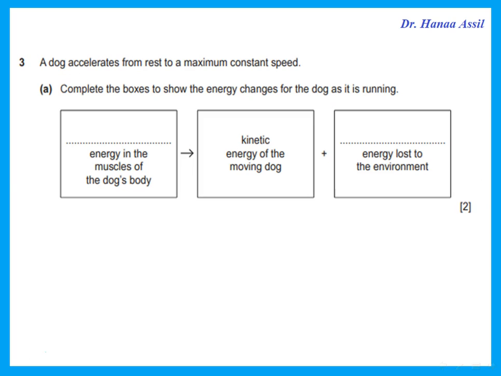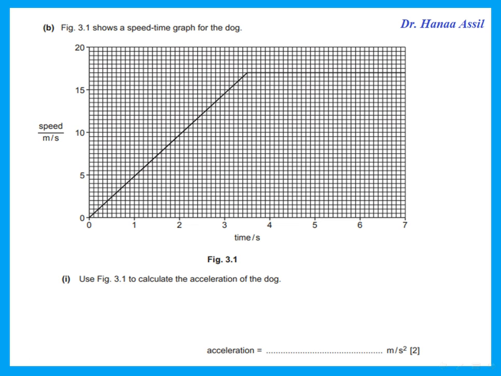A dog accelerates from rest to a maximum constant speed. Complete the boxes to show the energy changes for the dog as it is running. What kind of energy does it have in its muscles as it is running? Of course, in our body we have chemical energy. Now, as it is running, the chemical energy will change to kinetic. And what kind of energy is lost to the environment? Remember, the kind of energy that is lost to the environment is thermal energy or heat energy.